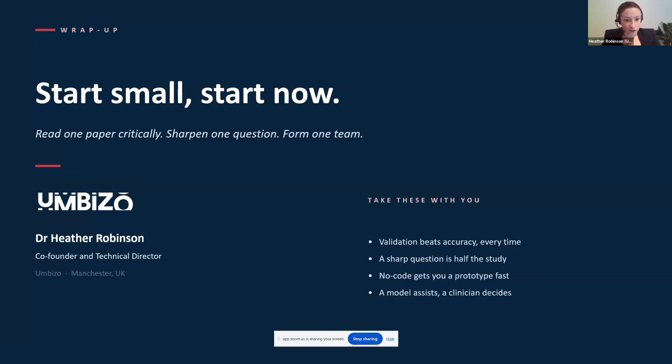Getting your question right is really important to your research. You can use no code to get quickly to a prototype tool if you're interested in building your own tools. And there should always be a clinician final say to a model decision.